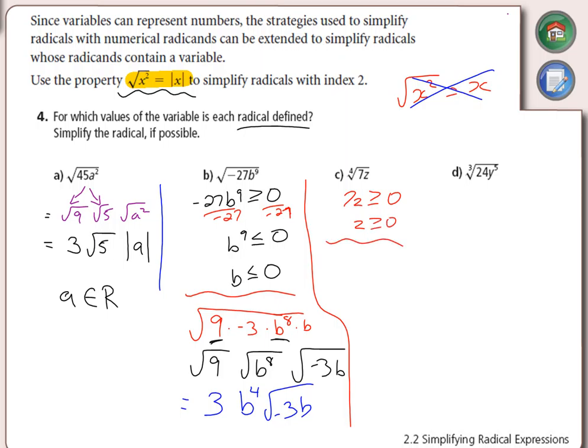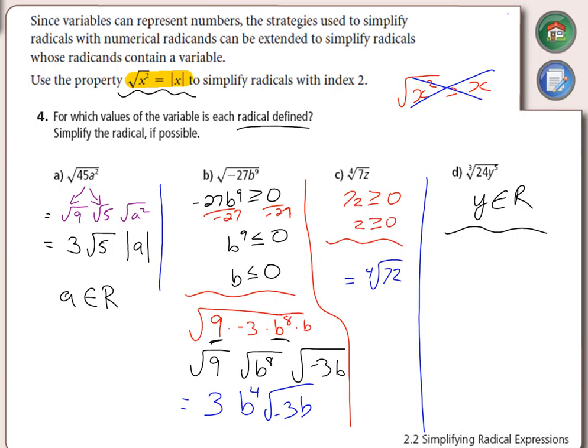Now we've got to simplify it. Ooh, 7z, fourth root. Can't go down any further. It is already simplified. That's as far as that one can go. Wow, I like those ones. Last one, cube root. As soon as there's a cube root, there's no restrictions on the variable. Oh, love that. Let's work through, though, the rest of it.